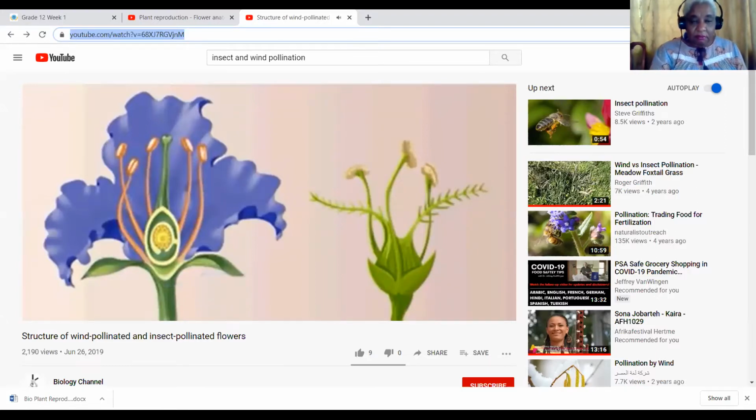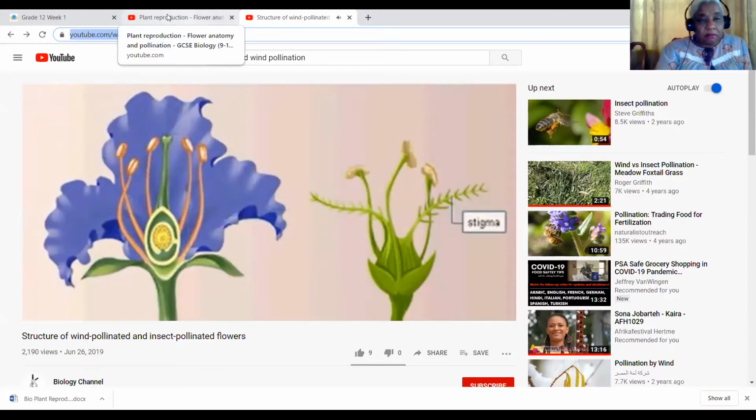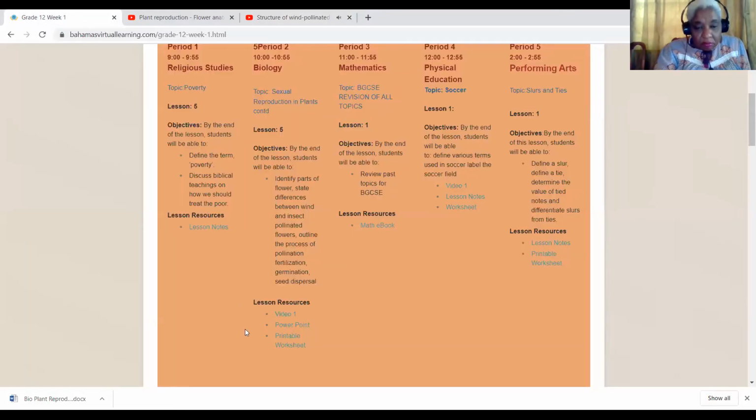The flower parts that play a direct role in sexual reproduction in both insect and wind-pollinated plants include the stamens, which are the male organs that produce microspores, and the pistil, which is the female organ that produces megaspores. In wind-pollinated plants, the stigma of the pistil is large and projects out of the flower, whereas in insect-pollinated plants, the stigma is small and enclosed within the flower.